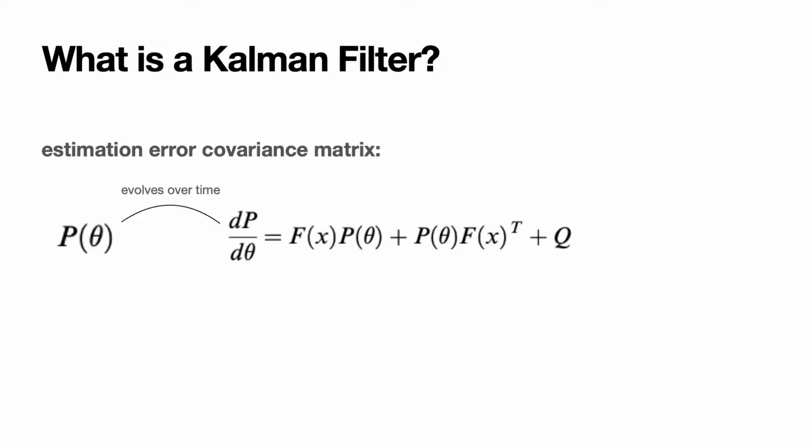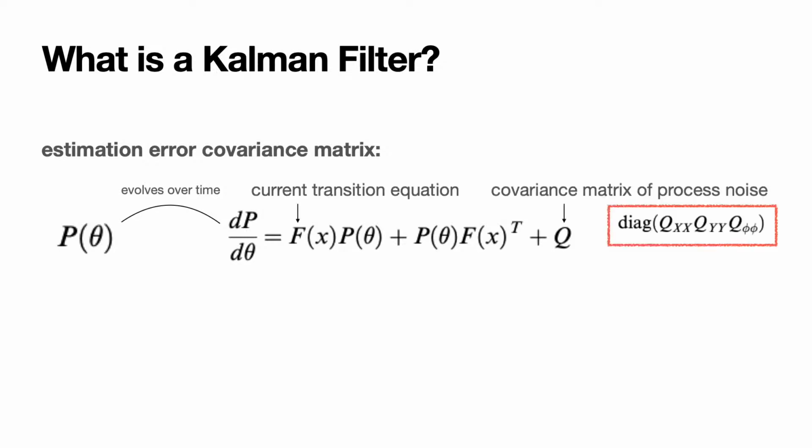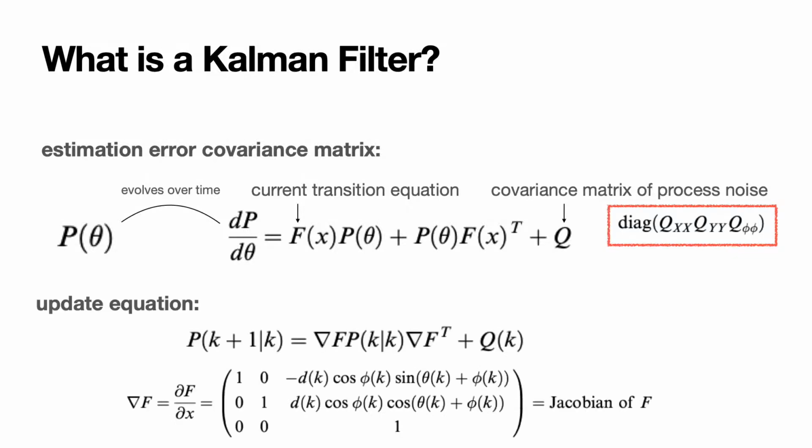Of course, our estimation error covariance matrix also changes over time, and its derivation by the steering angle holds the following. F being our current transition equation and Q being our covariance matrix of the process noise. This leads us to our update equation of our a priori covariance matrix.